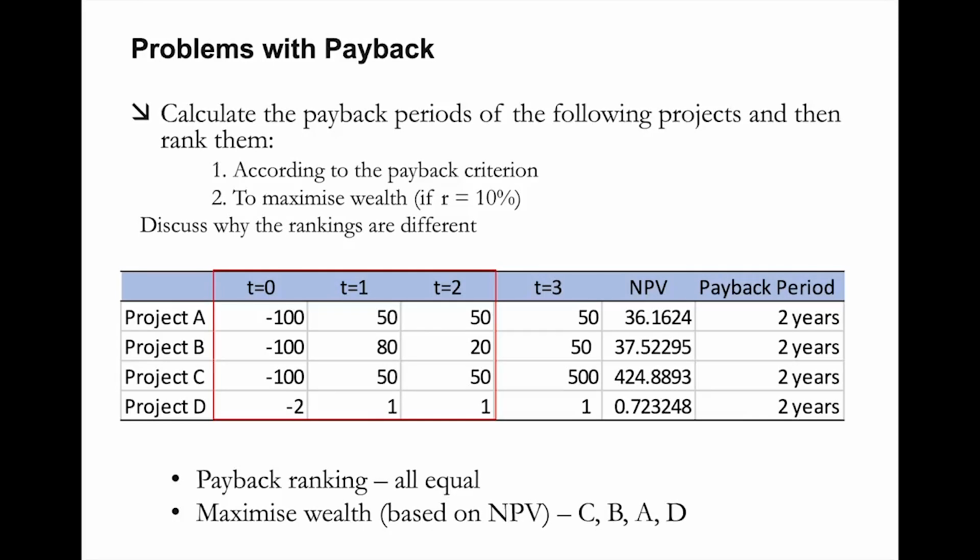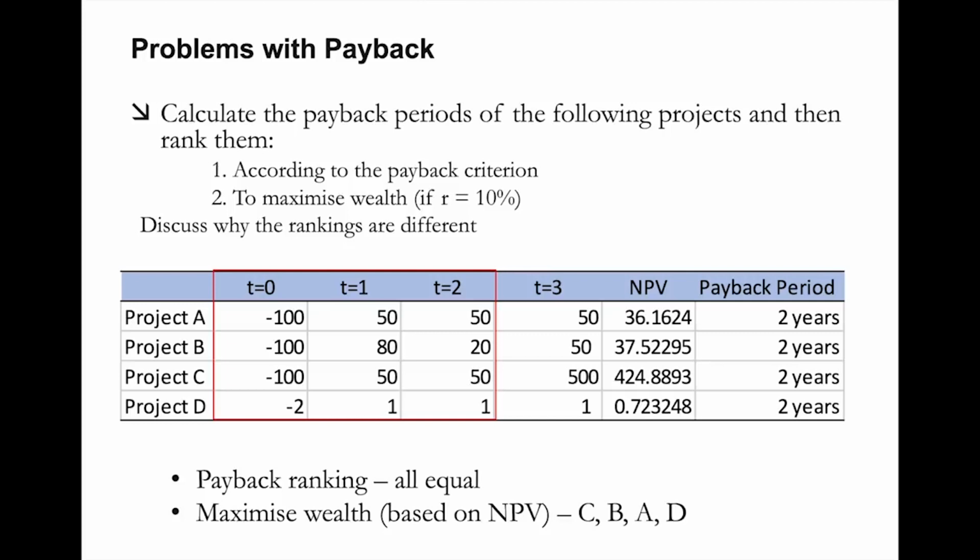However, let's suppose now that we calculate the NPV for all these projects using a 10% discount rate, and we decide to rank those projects based on their net present value. So we've got 2 rules here. We're going to rank them based on the payback period rule, and we're going to rank them based on the NPV. So ranking them based on the payback period, they are all equal.